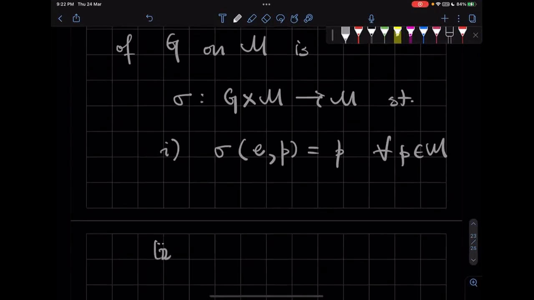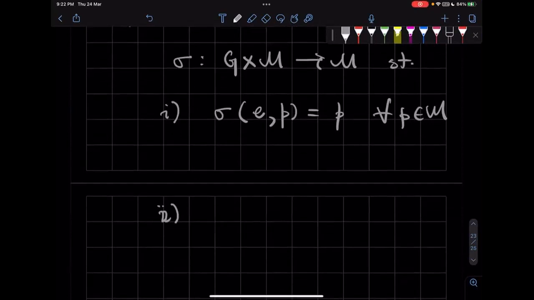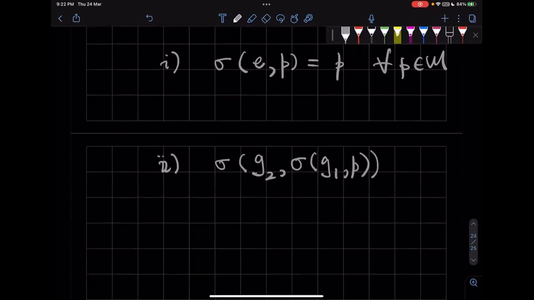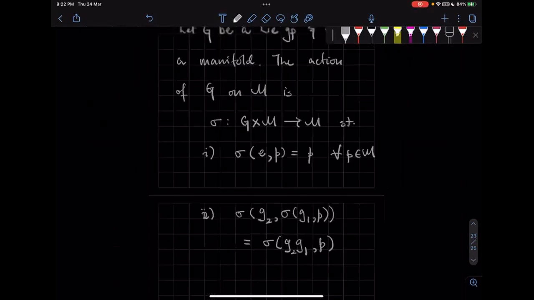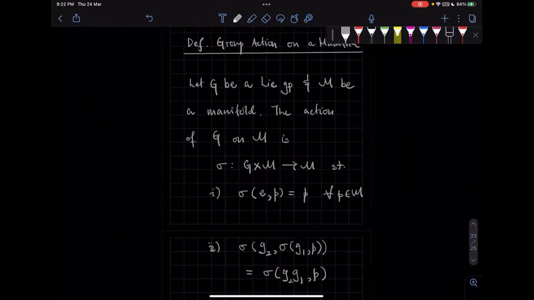The other property it must have is, suppose I have a group action with G1 on a point and it gives me another point, and I have another group action on that resulting point, then that should be given by the group action of the composition of the two group elements acting on the original point. Okay, so this is a consistency, these are very, very natural properties to ask for.